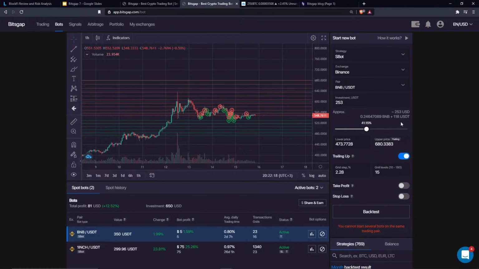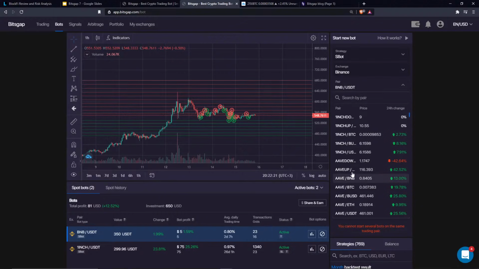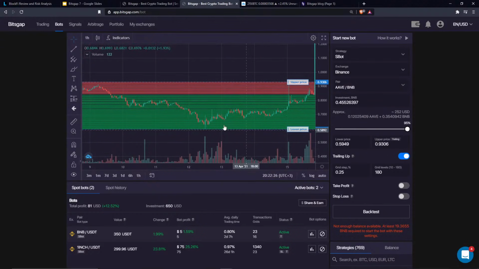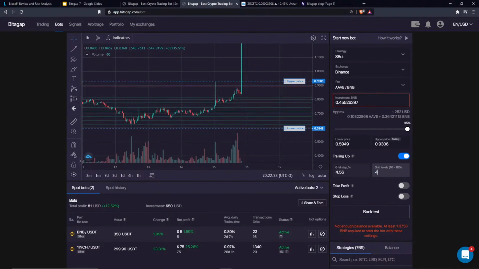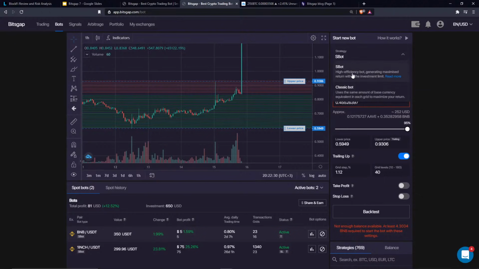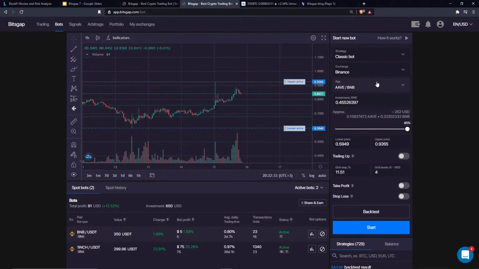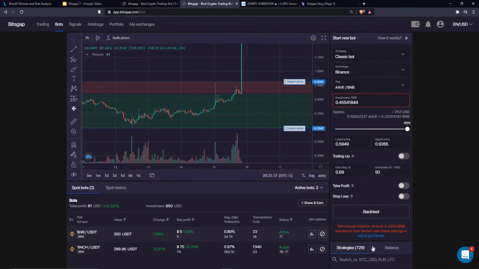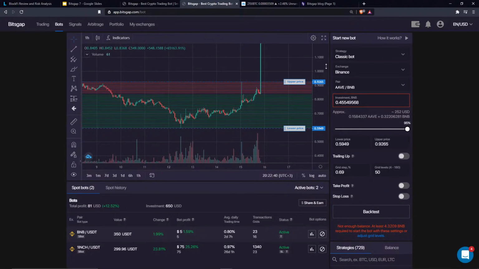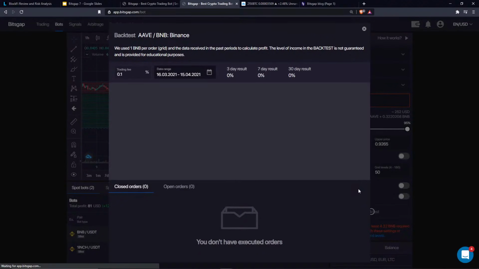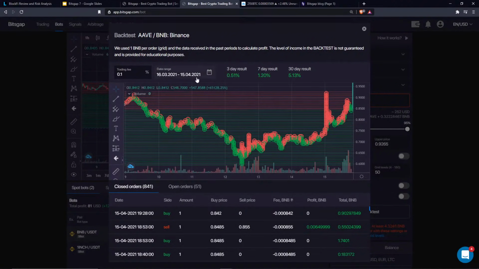the real bot. So for example, you want to launch the bot on, let's say, Aave to BNB, with this trading range, with the amount of, let's say, 50 grid levels on the classic bot, and you wonder what would be the return if you would have launched the bot with these settings but 1 month before. Then you go to backtest, and here you have the results. You see exactly 1 month period.